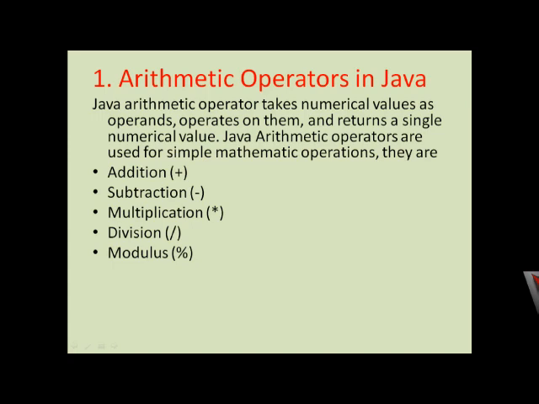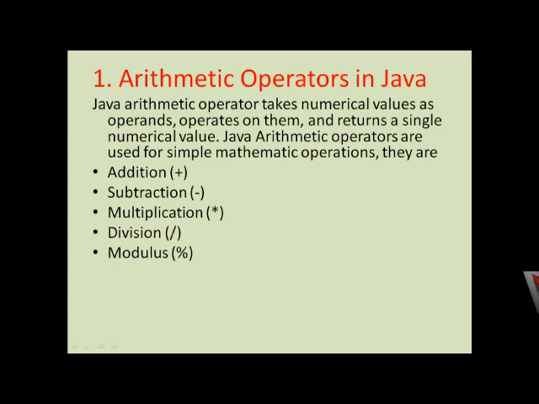Let's look at the next operators, which are arithmetic operators in Java. For arithmetic operators, we need a minimum of 2 values to do the work. When I say A plus B, it means I have two operands, A as well as B. So from arithmetic operators onwards, these fall under binary operators, binary means 2.